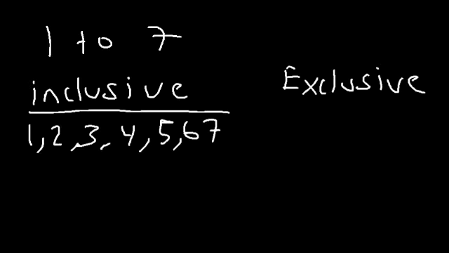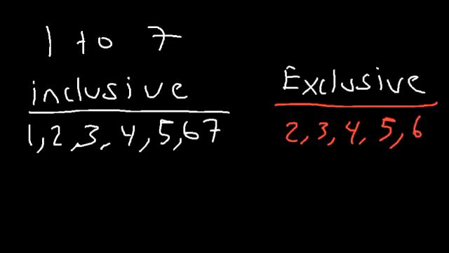So list all the integers between 1 to 7, inclusive and exclusive. So inclusive, that means including 1 and 7, so it's 1, 2, 3, 4, 5, 6, and 7. Exclusive, you're not including 1 and 7, you're excluding them out of the list, so it's going to be 2, 3, 4, 5, and 6. So now you know what these terms mean.